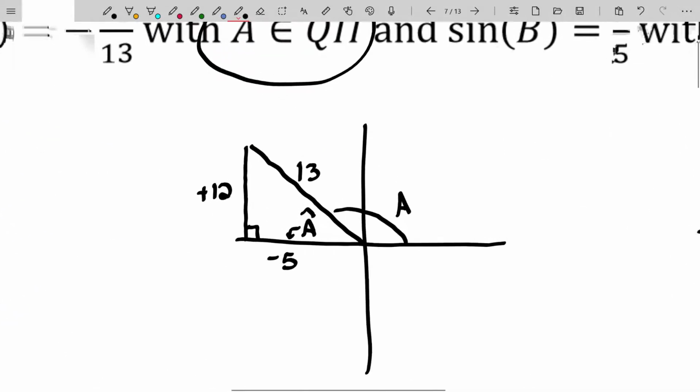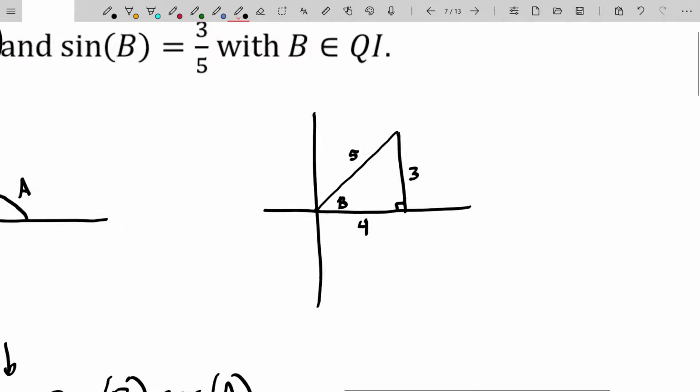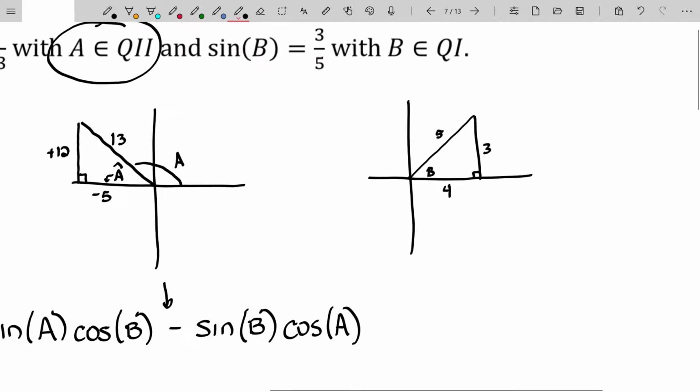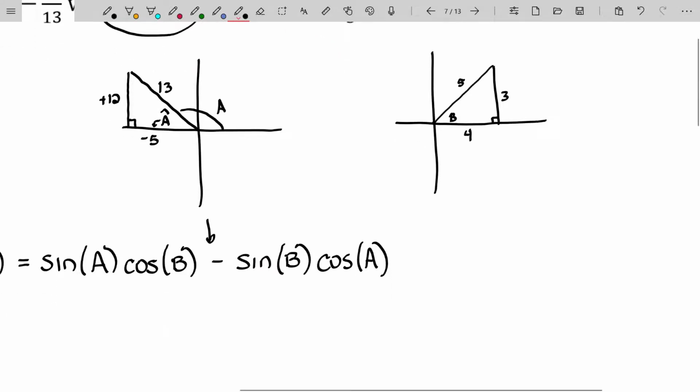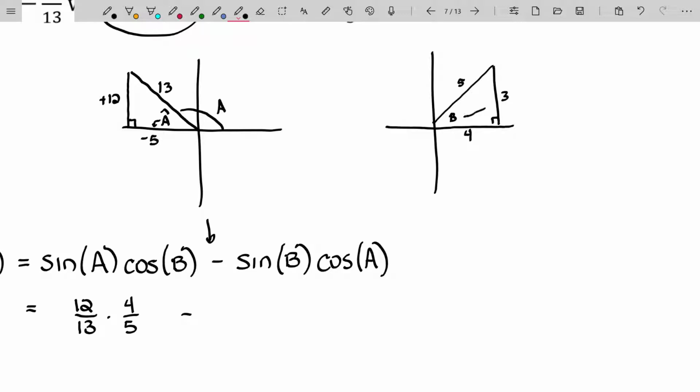And all I need to do is read from my triangles. Notice here's my triangle for A, and there's my triangle for B. I'm just going to read off of these triangles to find the ratios. For example, the sine of A, opposite over hypotenuse, is 12/13. So this is equal to 12/13 times the cosine of B, adjacent over hypotenuse, 4/5, minus the sine of B, opposite over hypotenuse, 3/5.